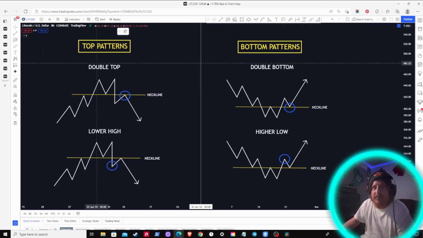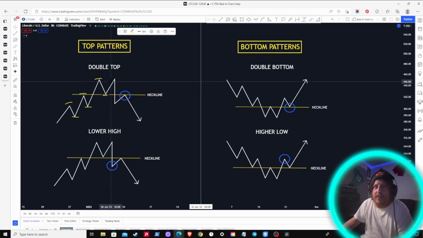Now this first one on the top left here, this is what's called a double top. Basically, price action puts in a high, a low, a higher low. So it's in an uptrend, right? And then it puts in a high and a low. And then what happens is that the next high, rather than being a higher high, is the same high, right?